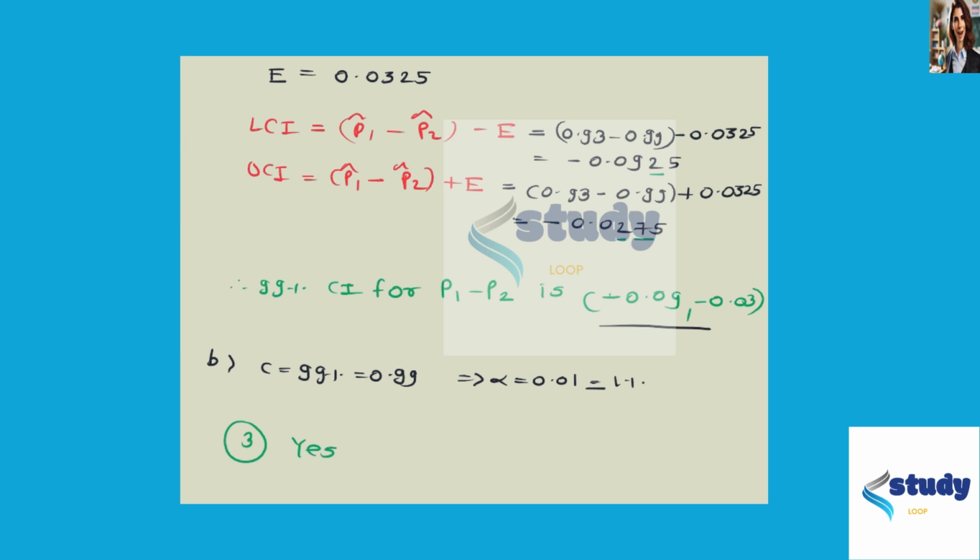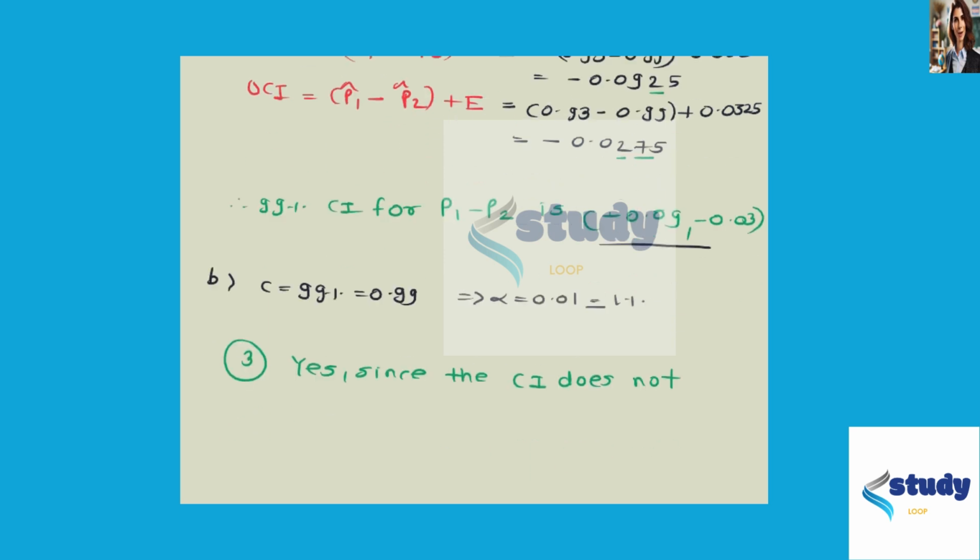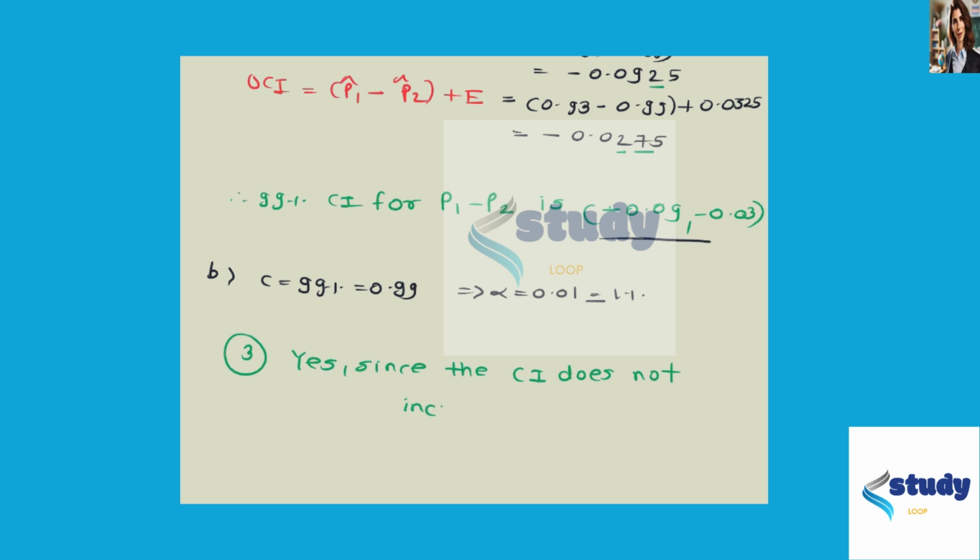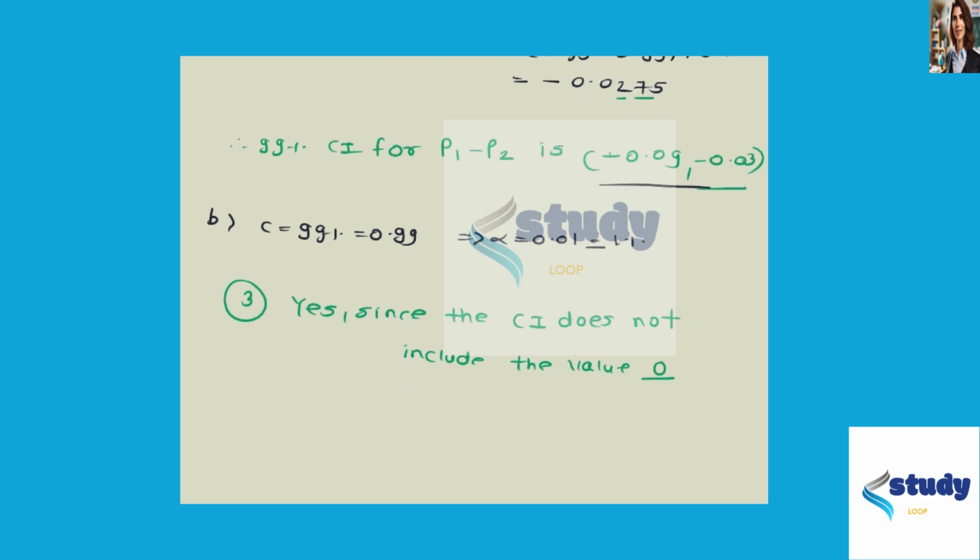Yes, since the confidence interval does not include the value of 0, because the confidence interval is completely negative, so 0 does not belong to that interval. So we can say that there is a difference between the population proportions.